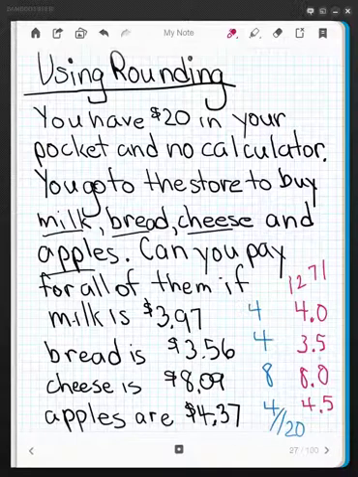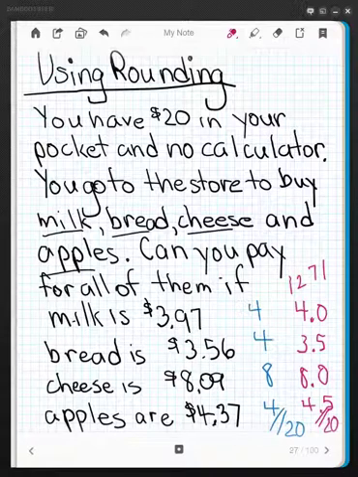It looks like we're going to make it right in the ballpark. And that way we're not keeping exact track of these things, and we're still seeing we're going to be in the ballpark. So that's just a couple of ways we might use rounding.